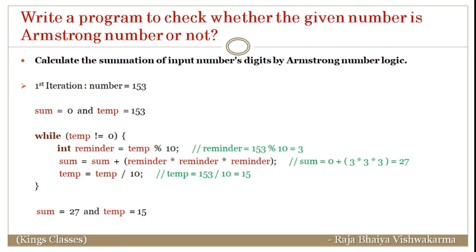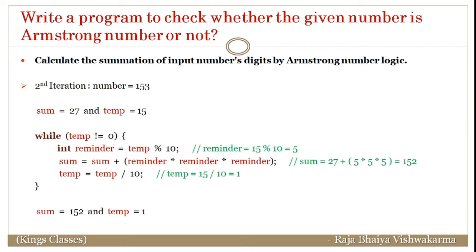Basically this division would give a decimal number, but as the type is integer, we get 15, and the number after the decimal point gets discarded. So after this iteration, the value in sum will be 27 and the value in temp will be 15. In the second iteration, the sum is 27 and temp is 15.